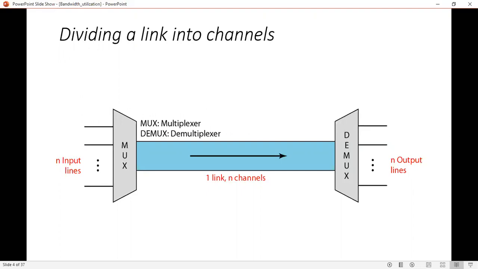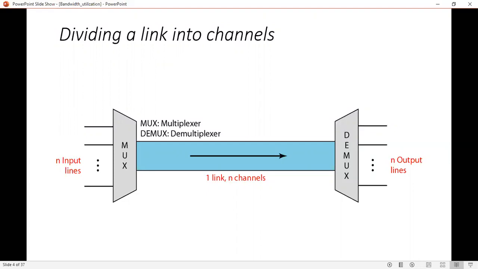Dividing a link into channels. For multiplexing, we use a multiplexer, that is MUX, at one side. At the other side, we use a demultiplexer, as shown in the figure. Then the data path is called the link, which is the physical path.